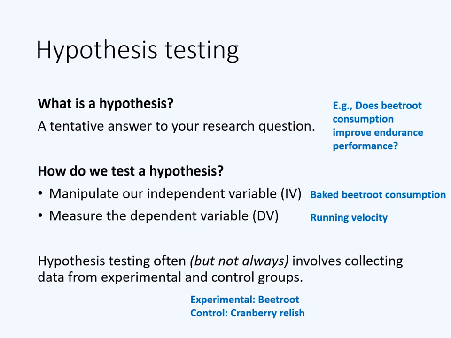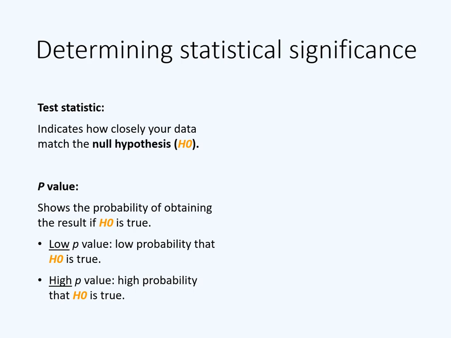Based on our hypothesis, we'd expect that running velocity would be faster in the experimental condition versus the control condition. But to find out, we'd need to use a statistical test to compare running velocity between the two groups. The results of a stats test will give us a test statistic and a corresponding p-value. So firstly, the test statistic indicates how closely the data matches the null hypothesis. Secondly, the p-value shows the probability of obtaining the result if the null hypothesis is true.